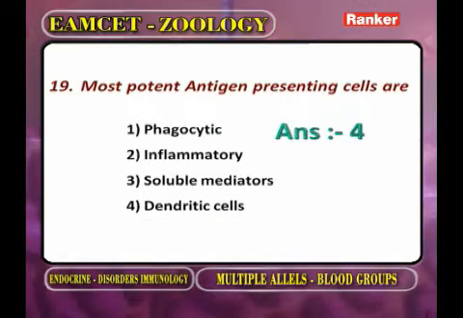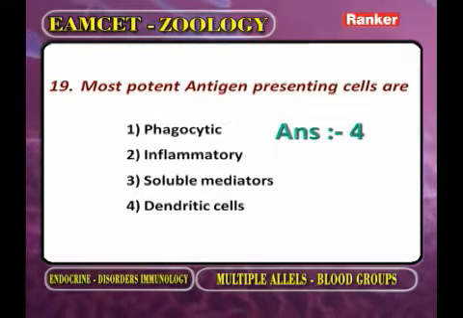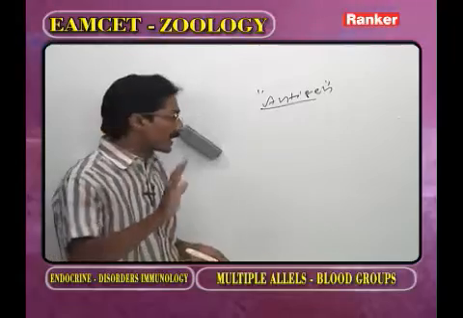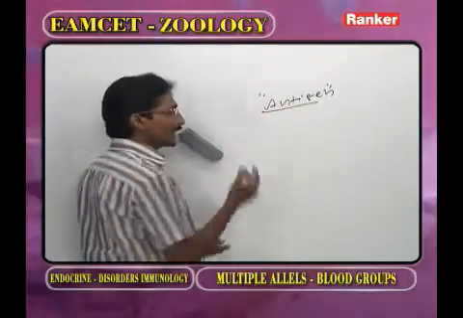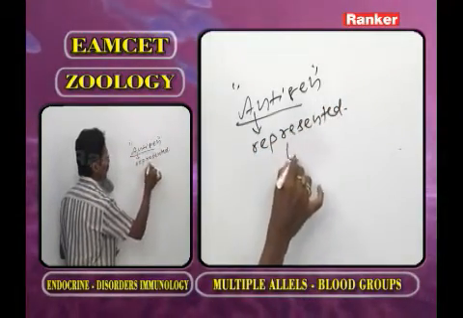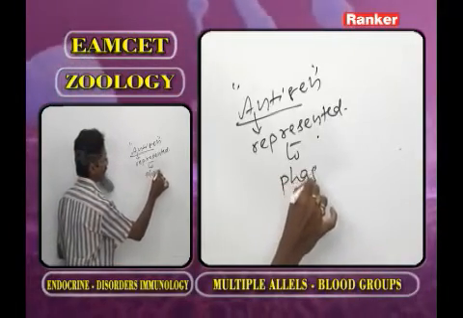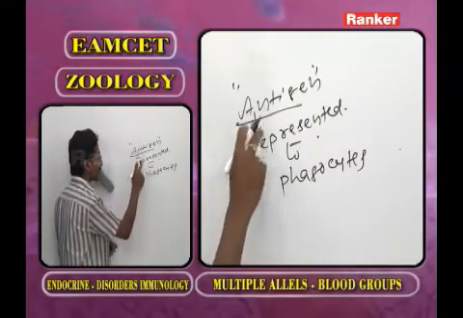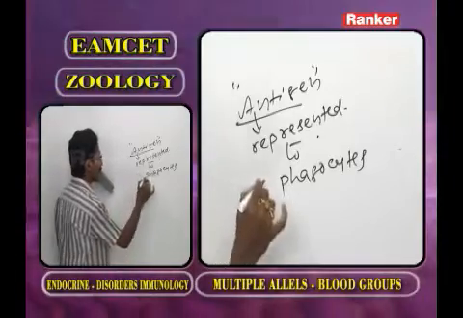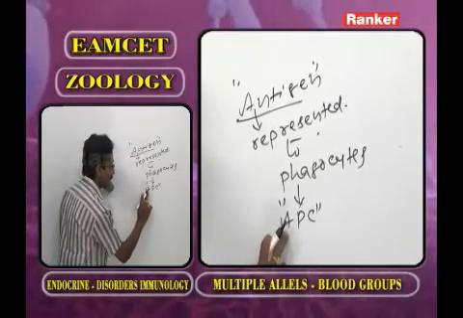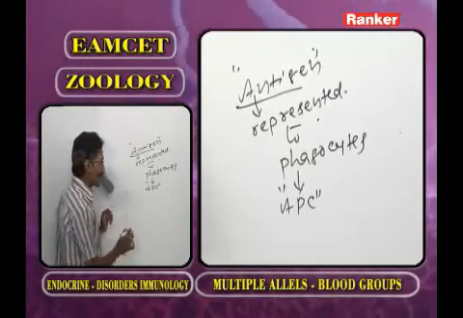Most potent antigen presenting cells. Now, the antigen may be a bacterium or virus or any foreign body. Now, the antigen enters into the body. This antigen is presented to phagocytes. The antigen enters into our body. The antigen is presented to the phagocytes by what type of cells? APC. What is the meaning of APC? Antigen presenting cells.